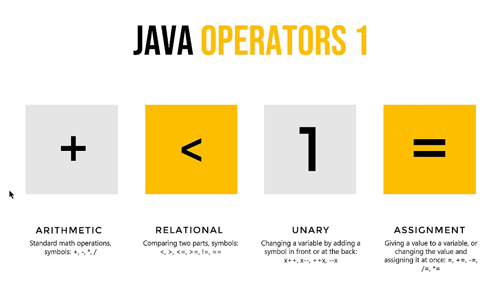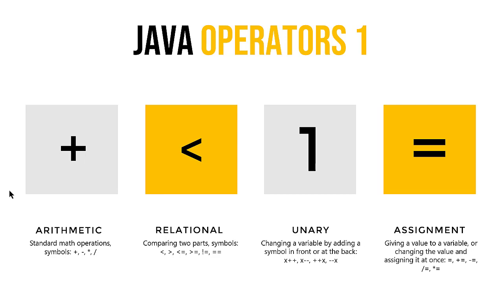Java has many kinds of operators. Here we'll just look at the basic operators, and there are 4 categories of basic operators in Java. The first one is the arithmetic operator. These are just the standard mathematical operations like plus, minus, times and divided by.